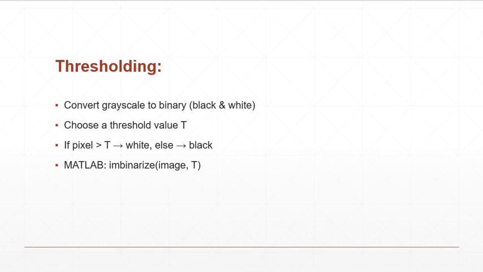Thresholding converts a grayscale image into a binary image. If a pixel is greater than the threshold, it becomes white, otherwise black. In MATLAB, we can use imbinarize with a threshold value.